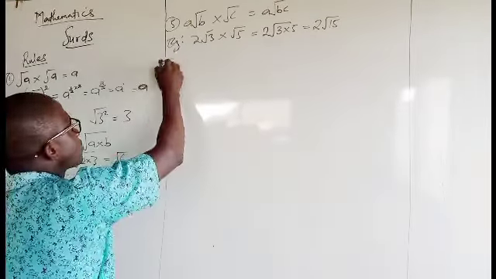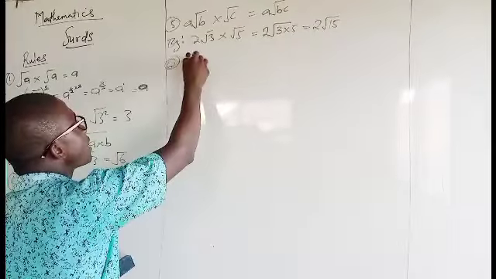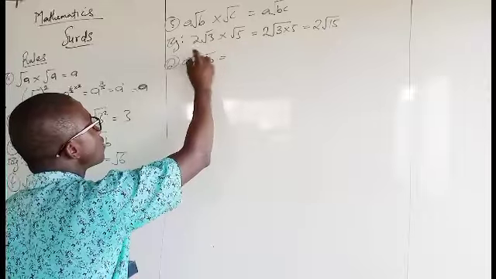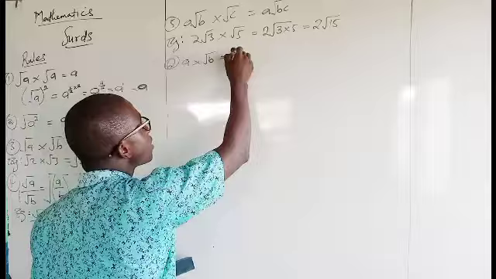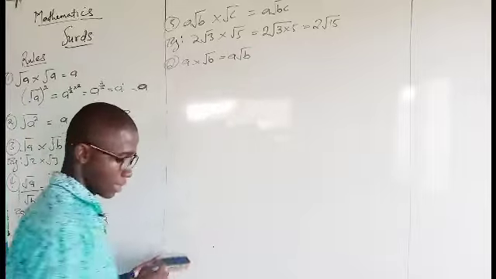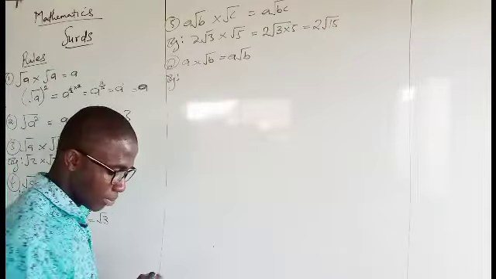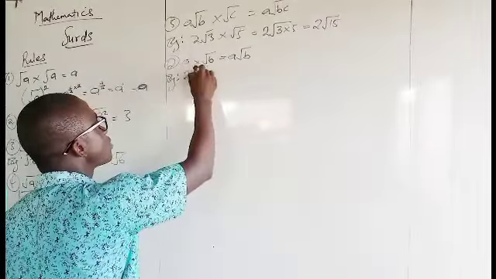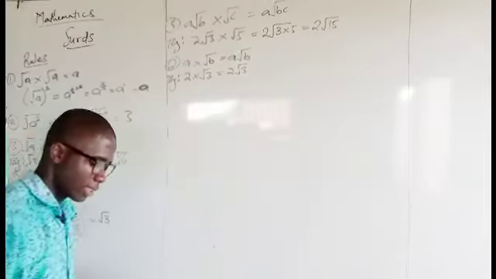Okay, let's look at the sixth rule. The sixth rule, we have a times root b. A times root b will be a root b. So let's give an example: 2 times root 3 giving us 2 root 3. As simple as that.